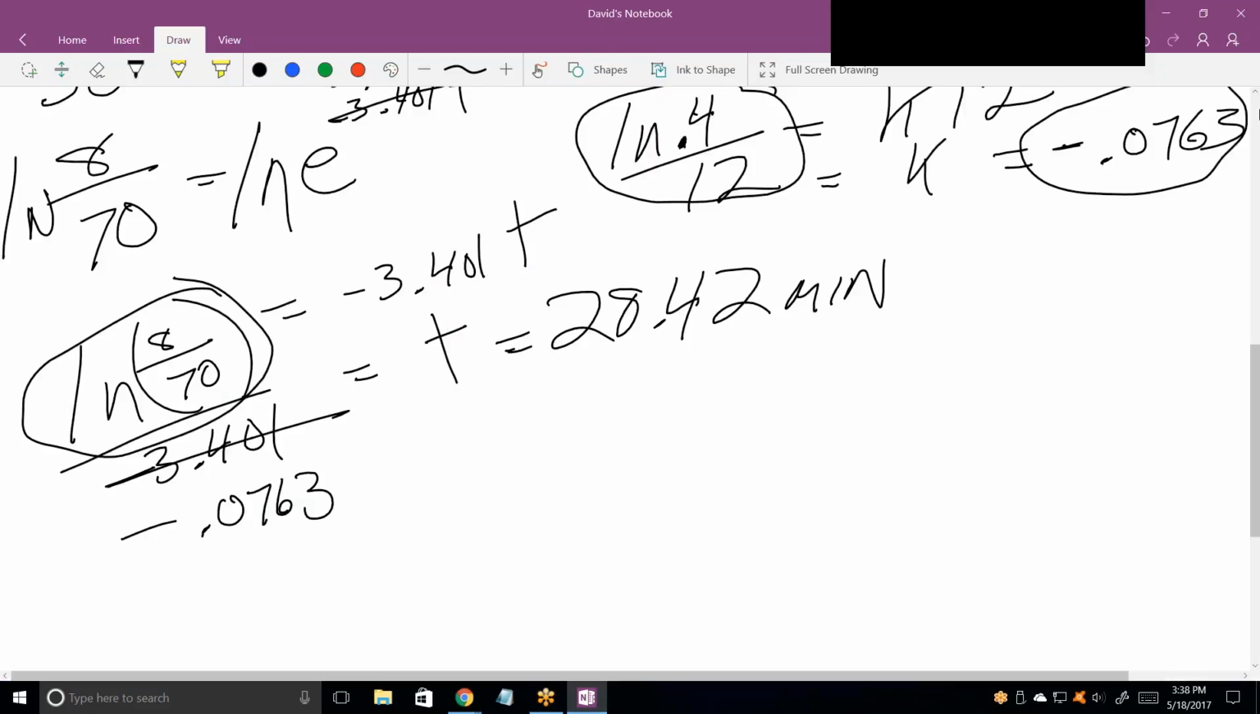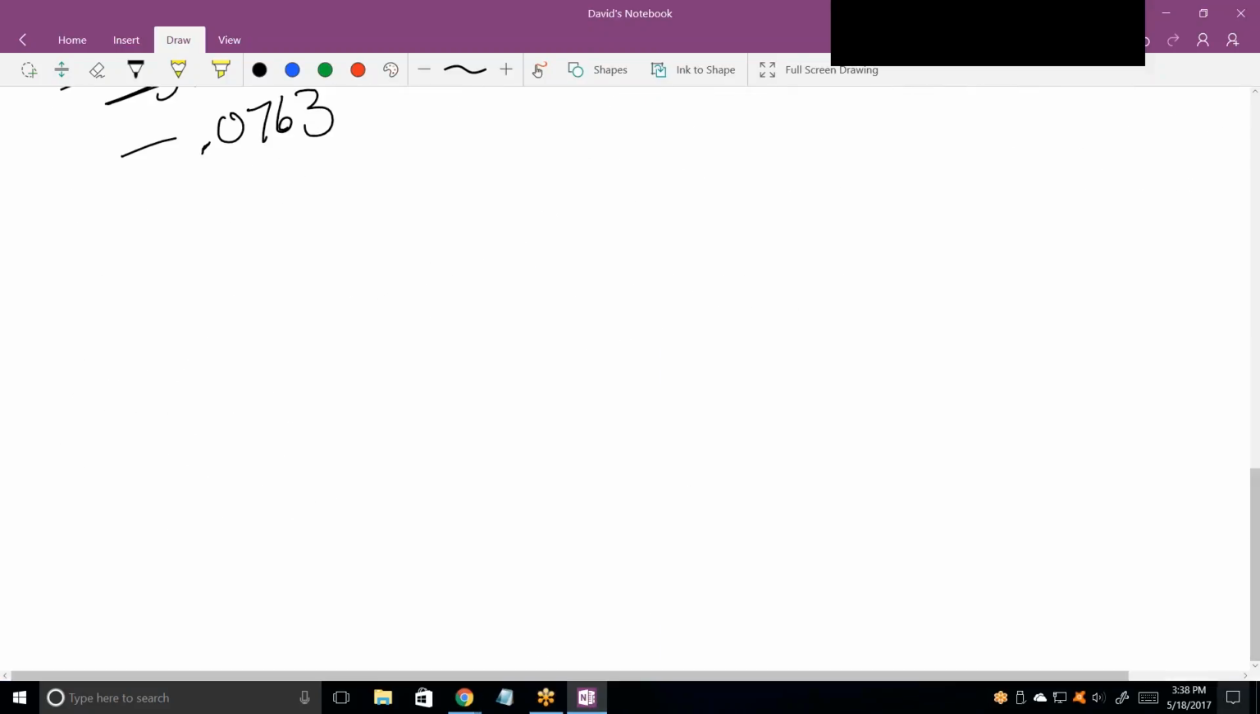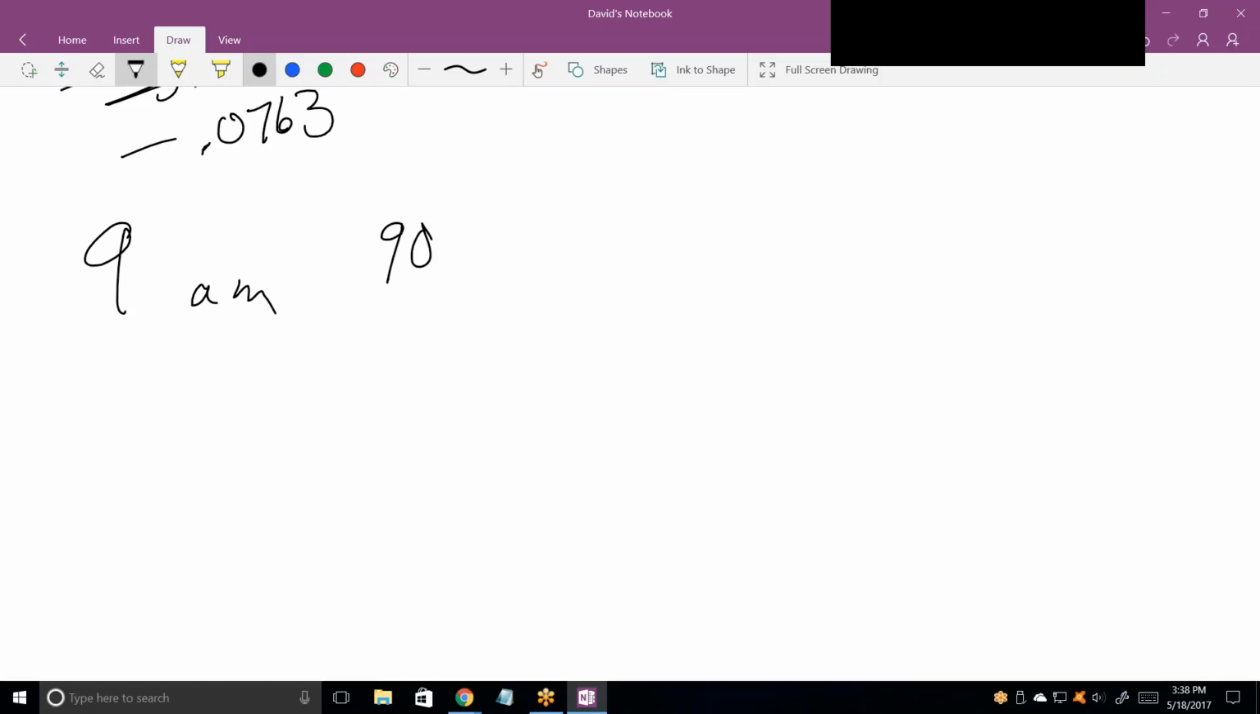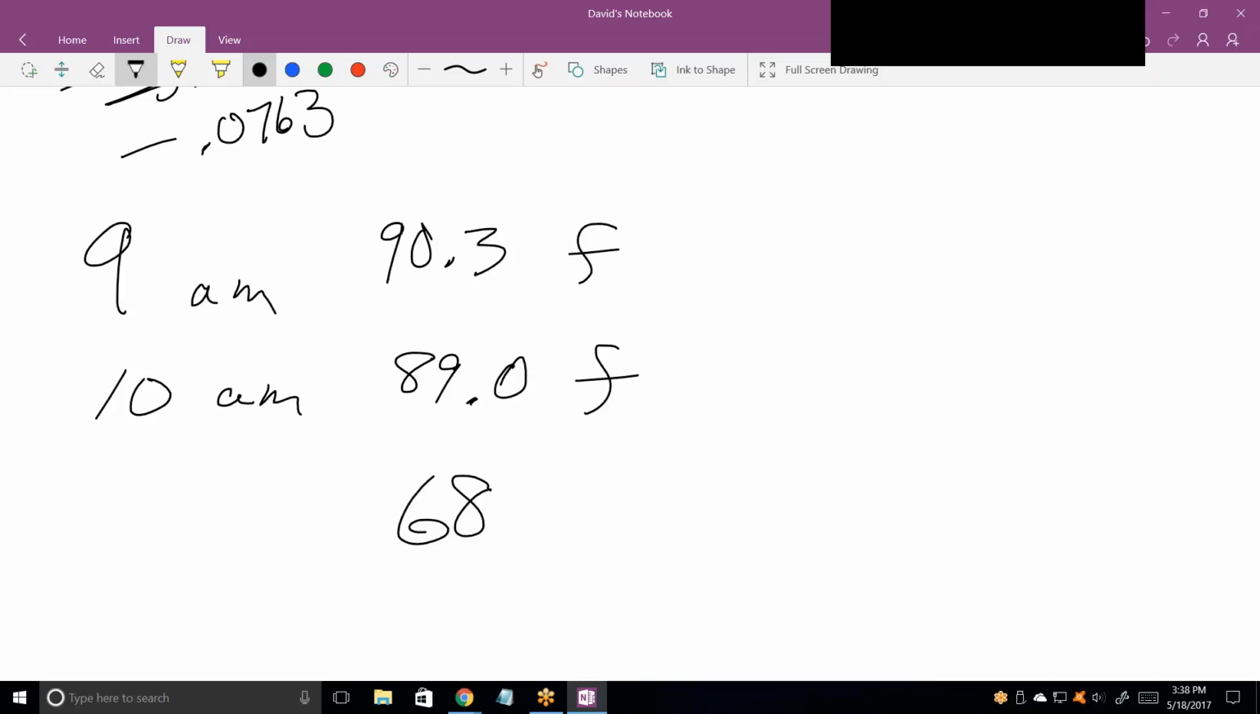Okay, so here we go. This is another one. A detective finds a murder victim at 9 a.m. The temperature of the body is measured at 90.3 degrees Fahrenheit. 1 hour later, the temperature of the body is 89.0 degrees Fahrenheit. The temperature of the room has been maintained at a constant 68.0 degrees Fahrenheit. Estimate the time the murder occurred. Hint, assume the living body is 98.6 degrees Fahrenheit. Okay.